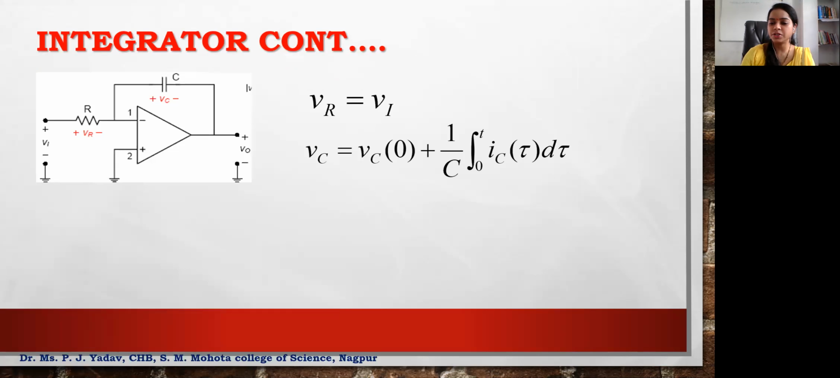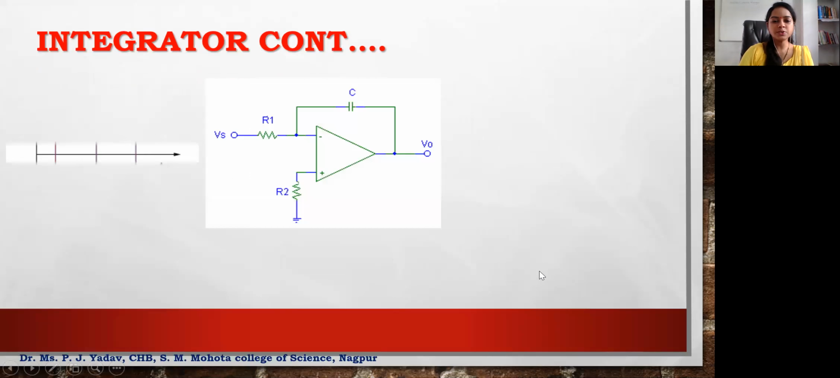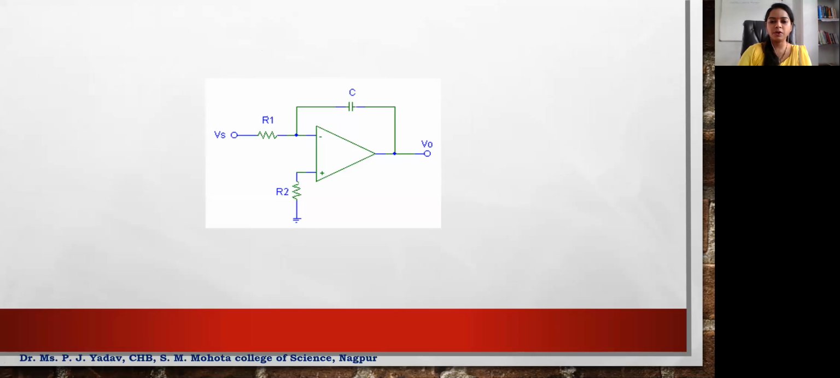If this equation is satisfied, we can write finally VC is equal to VC0 at this point plus 1 by C integration of IC dt. Is it okay? So this is the final equation of what we get at the integrator output. So can we write V out is equal to minus of 1 by RC integration of VI dt minus VC0. So this is how the integrator will work for us.